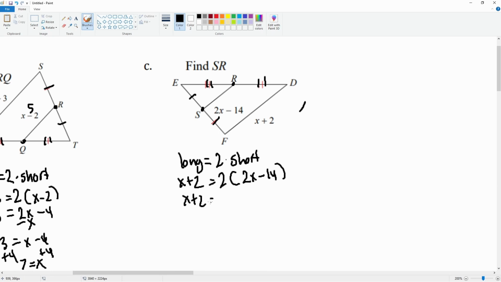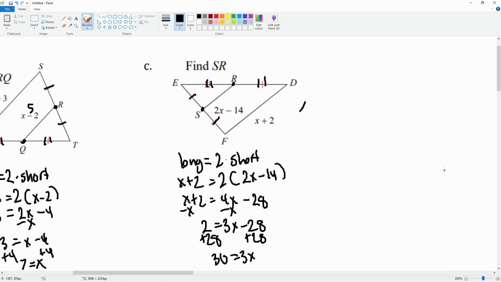Let's simplify the right hand side. 2 times 2x is 4x. 2 times negative 14 is negative 28. Now we minus x to both sides. We have 2 is equal to 3x minus 28, plus 28, plus 28. This gets you 30 is equal to 3x.